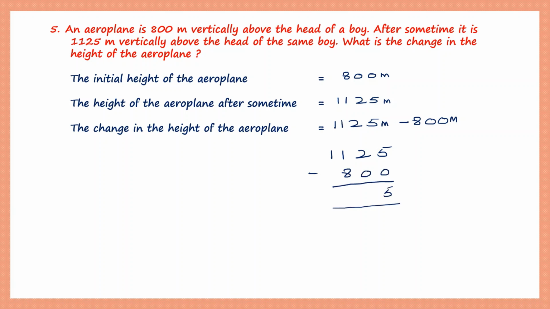So 5 and then 2, and here we need to borrow. So 11 minus 8 is 3, and this is 0. So what is our change in the height of the aeroplane? The change in the height of the aeroplane was 325 meters. This is our answer.